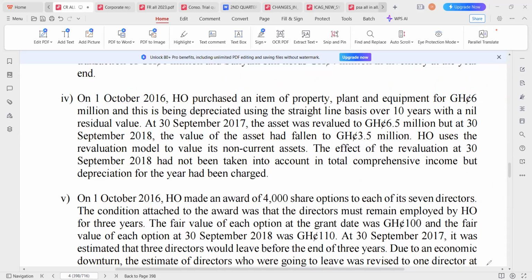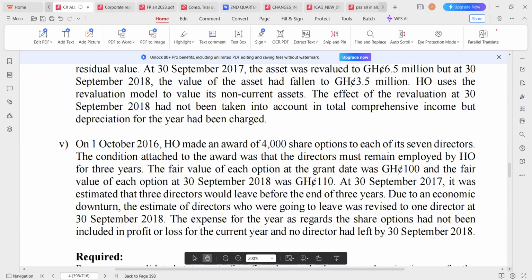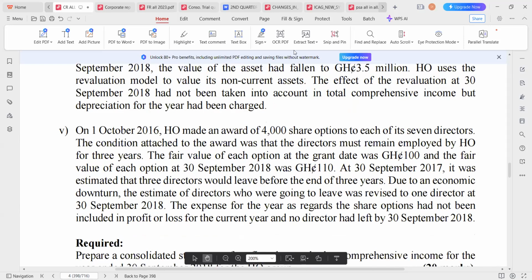Last footnote, and I'm done with this question. The rest is for you. On October 1st, any question? No. On October 1st, 2016, Home made an award.